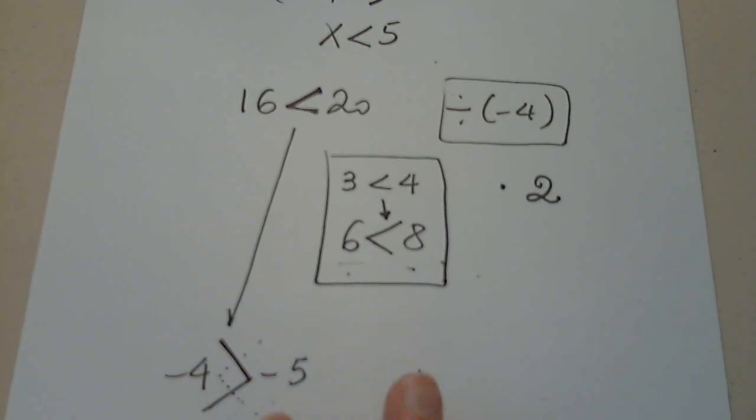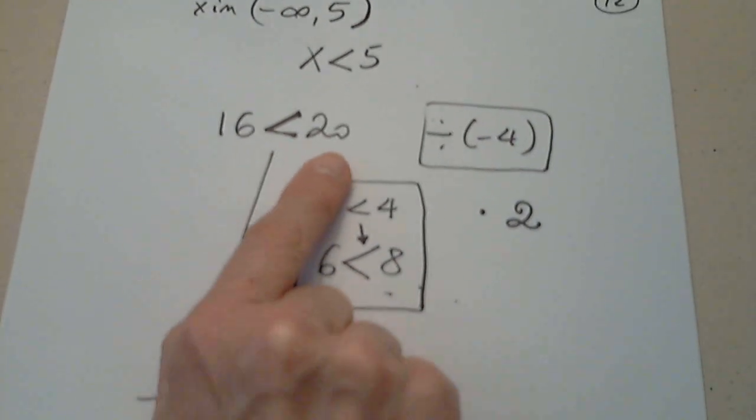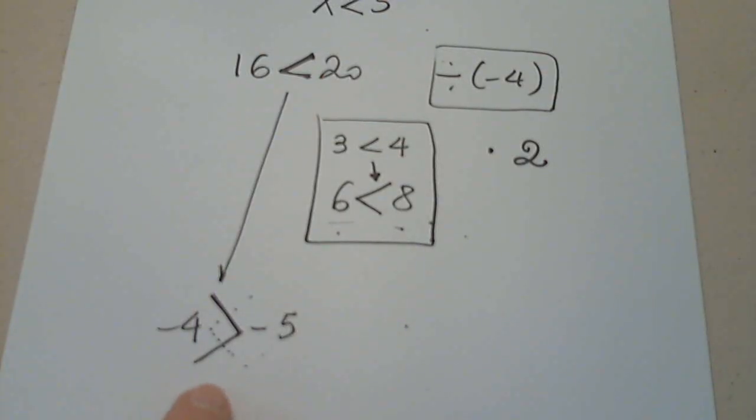But if we multiply or divide both sides of an inequality by a negative number, we have to flip the inequality symbol, because this was true. 16 is indeed less than 20. But -4 is not less than -5. -4 is greater than -5, because -4 is to the right of -5. So please remember, this happens only when we multiply or divide both sides of an inequality by a negative number.